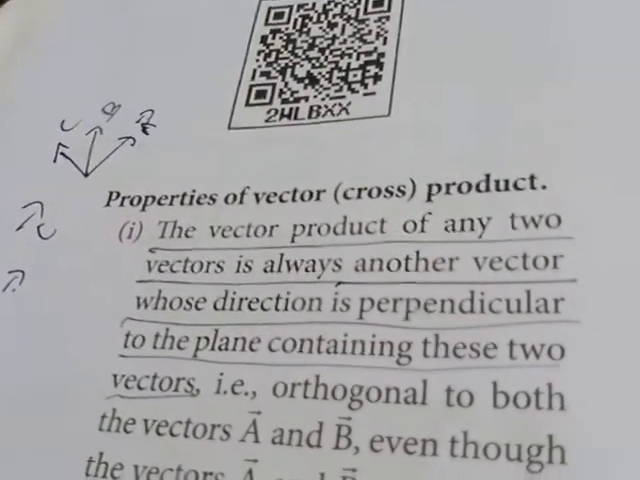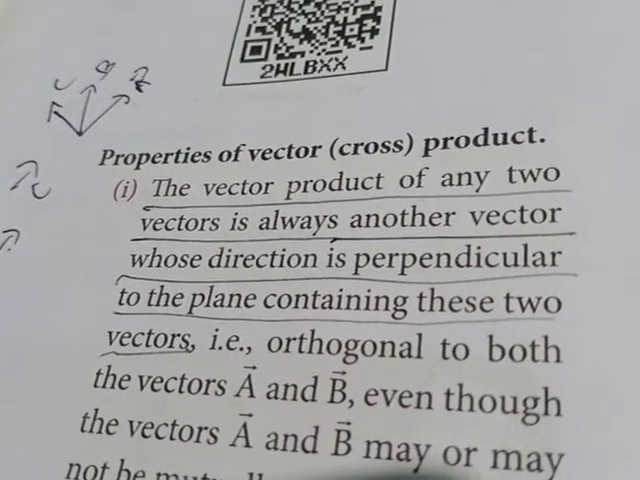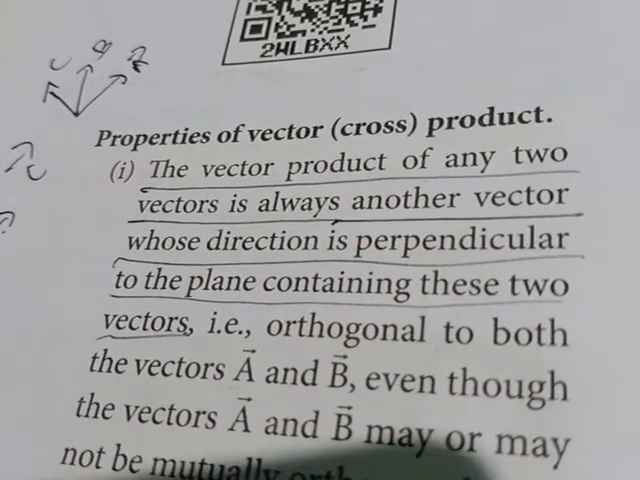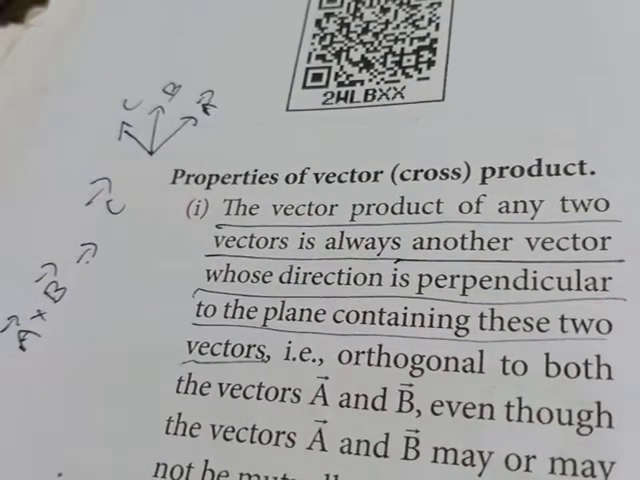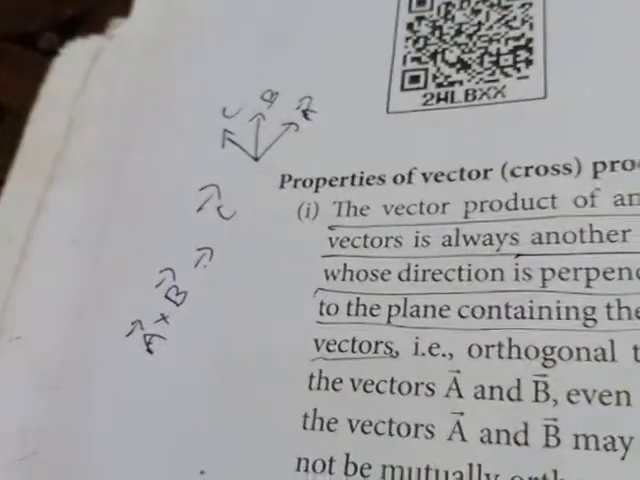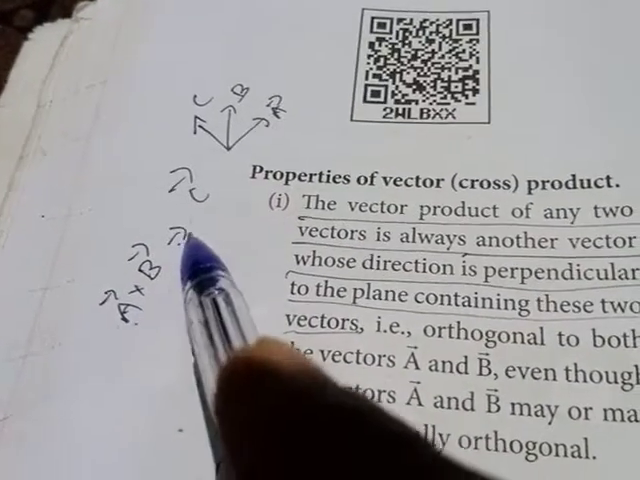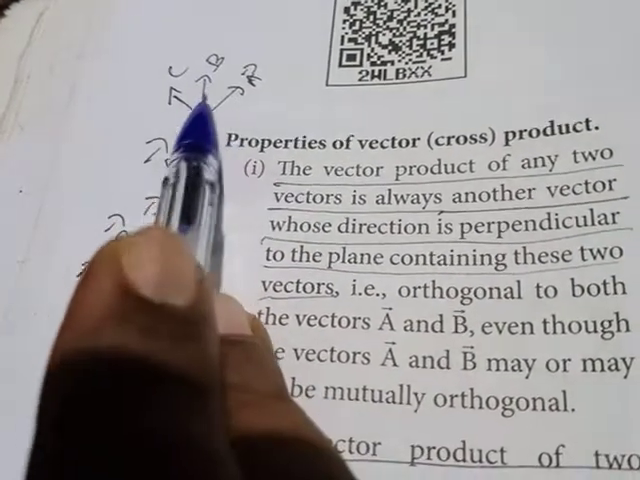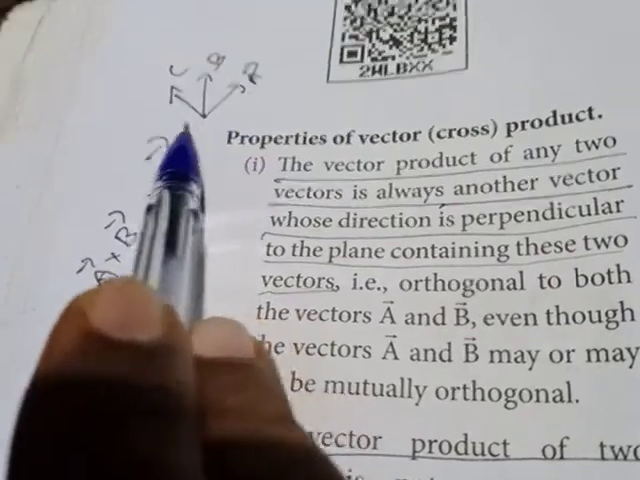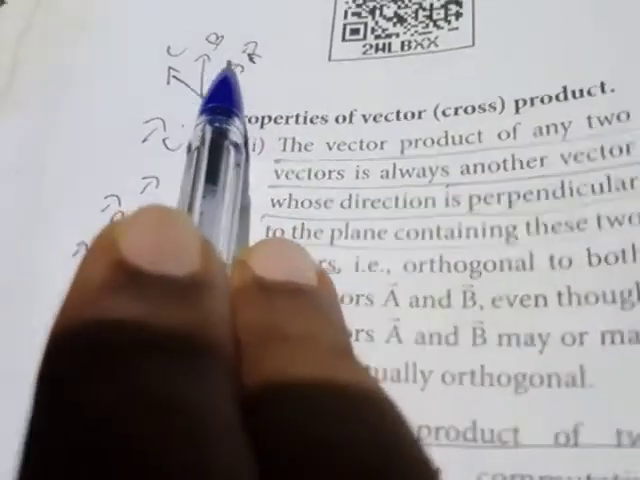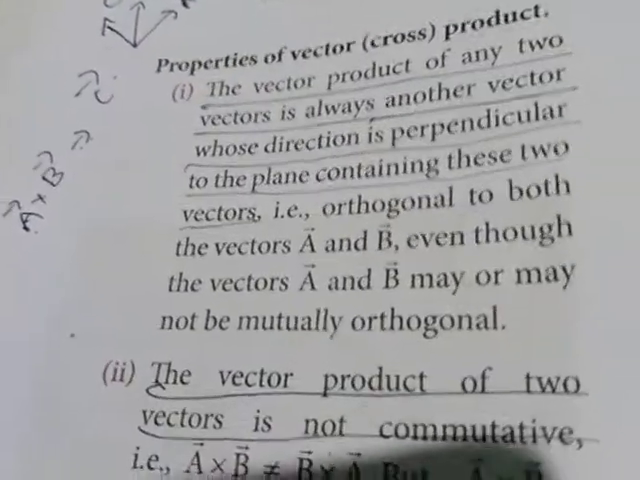That is the first property. The vector product of any two vectors is always another vector whose direction is perpendicular to the plane containing these two vectors. So you can write A cross B is equal to C. You can see in the diagram, C is perpendicular to A and B.